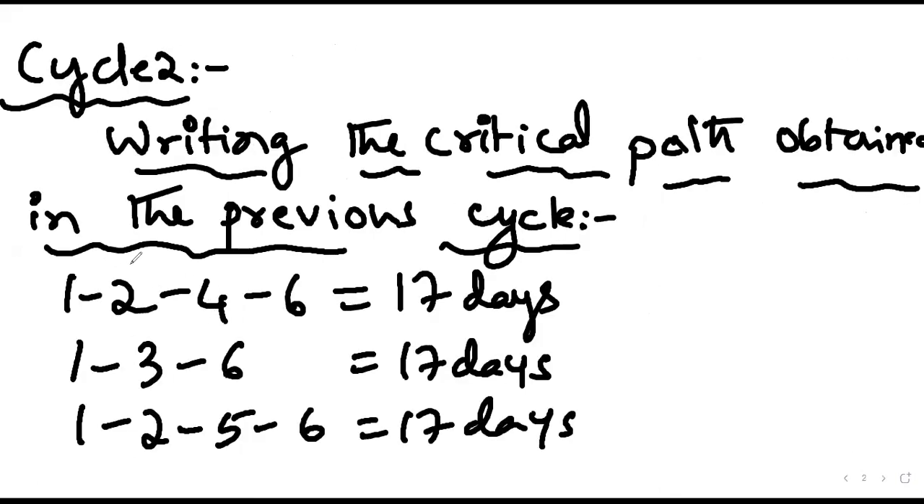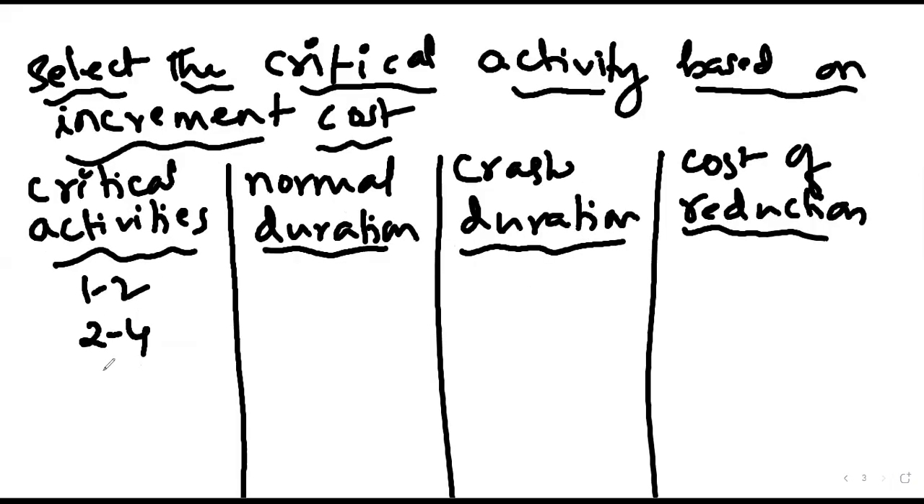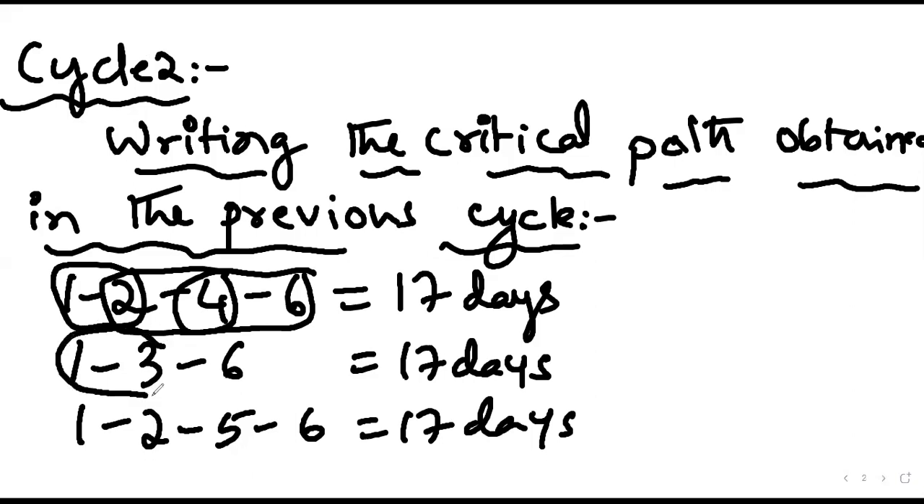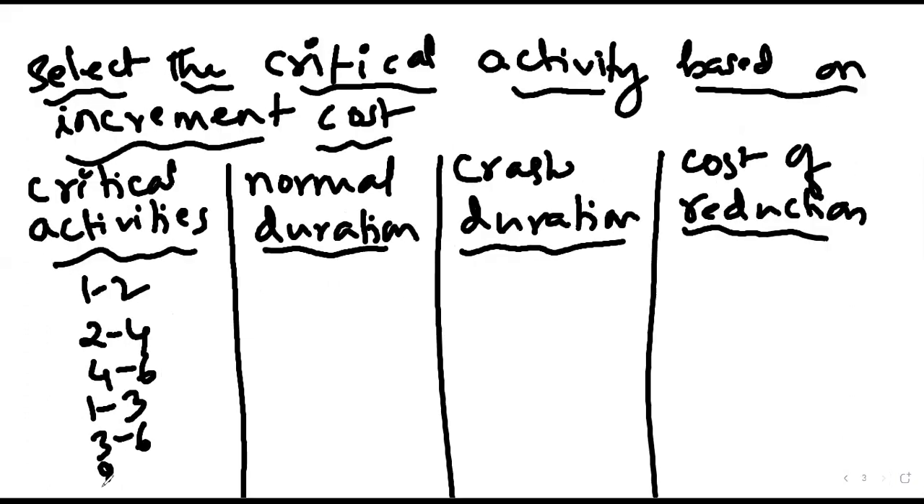First critical activity is 1-2. Next we have 2-4. Next we have 4-6. Next is 1-3, 3-6. Correct? 1-2 is already taken. 2-5 and 5-6. So these are the different list of activities.